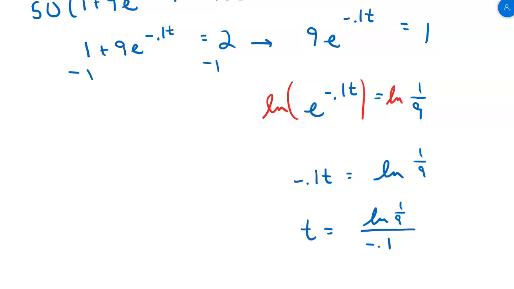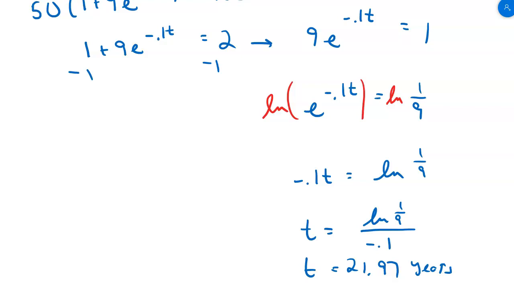Now, you realize when I fled my office last week, the one thing I didn't bring home was a scientific calculator. So let's take 1/9, and then we'll take the natural log of 1/9, and we'll divide it by negative 0.1, and I get 21.97 for my t. Now this is in years, so these bears are not congregating real fast. It's going to take almost 22 years until it reaches half the carrying capacity.